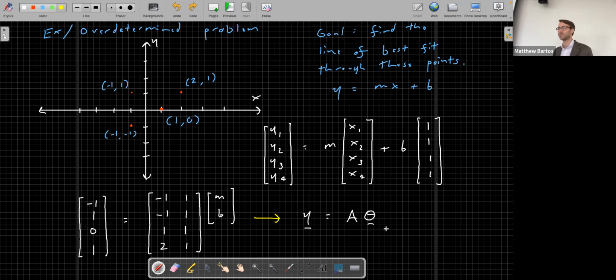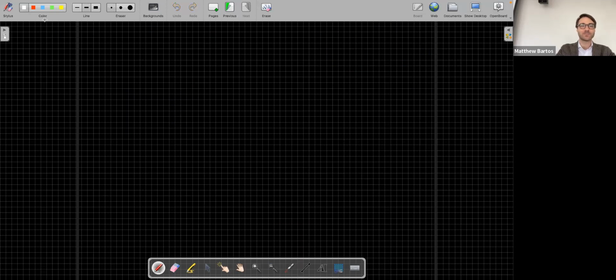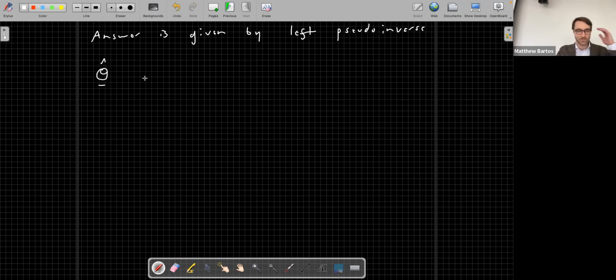Least squares. So which pseudo inverse do we use? Left. So the answer is given by the left pseudo inverse. We have that our optimal theta, our optimal vector of parameters m and b, is equal to (A transpose A) inverse times A transpose Y.